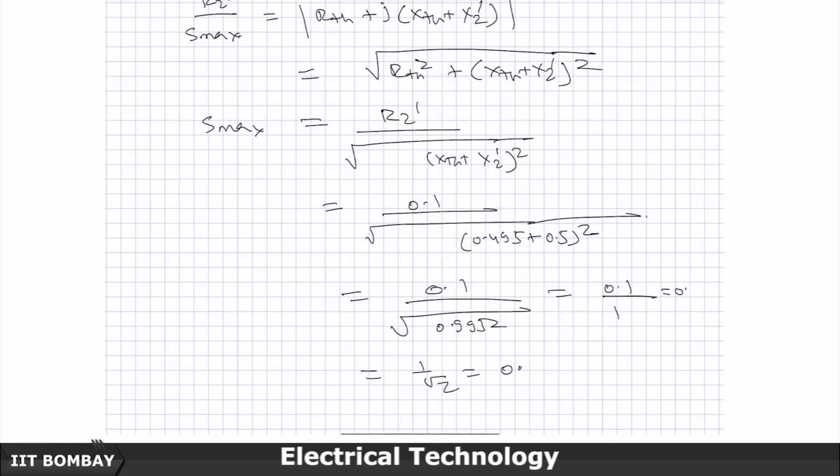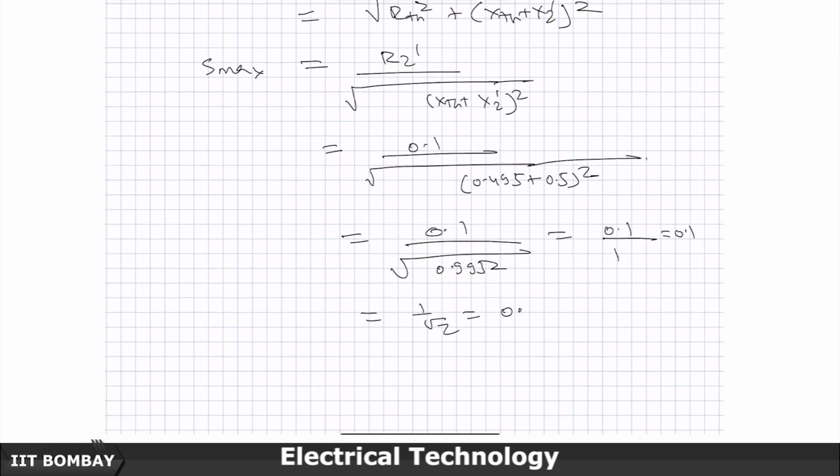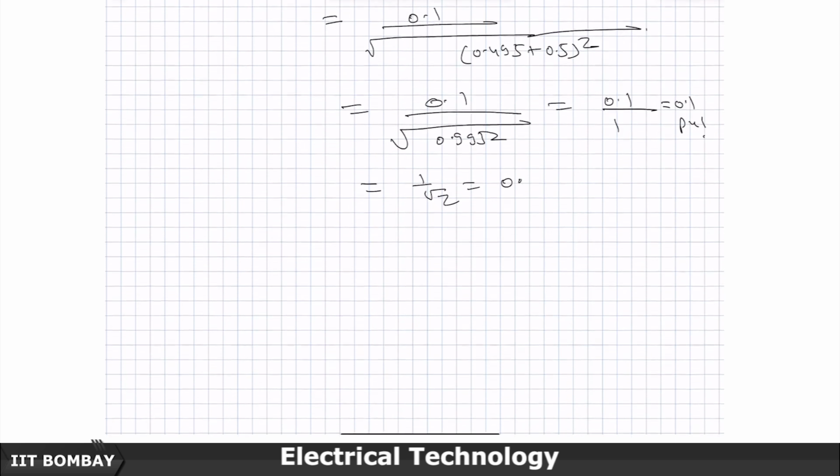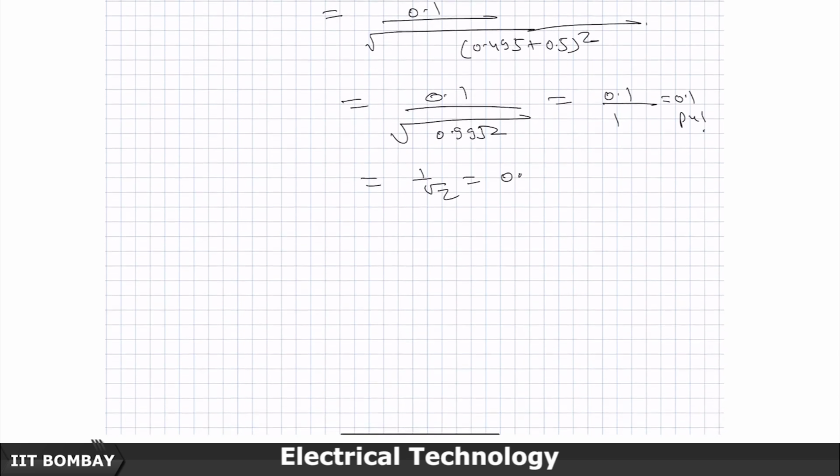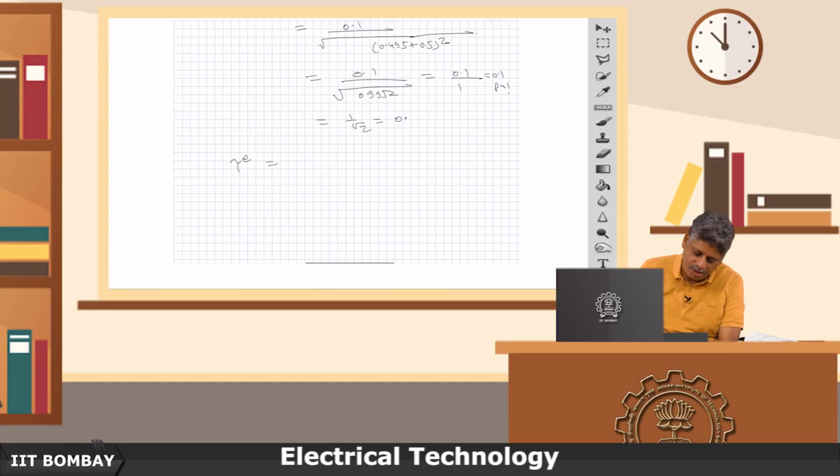So, this is approximately S max is going to be equal to 0.1, and what is the unit of S max? It is per unit value, a dimensionless quantity, because it is a ratio of the difference of the speed to the maximum speed, right. So, therefore, 0.1 per unit. So, now S max is known to us. We had also calculated that we can now use it.